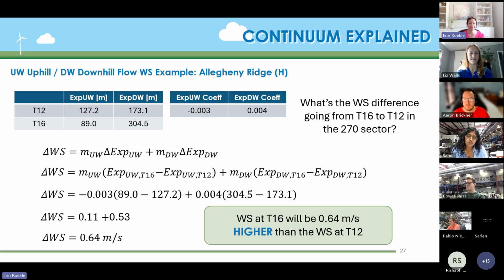We don't necessarily know what the wind speed is at T12. All we're trying to figure out right now is what is the difference between these two sites that we're looking at? How can we relate them to each other? And just what the delta is. We don't know the actual value. We just know T16 is going to be higher than T12 by this 0.64 meters per second.